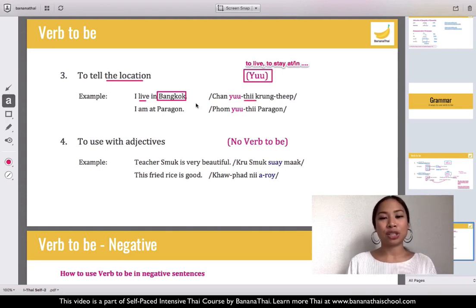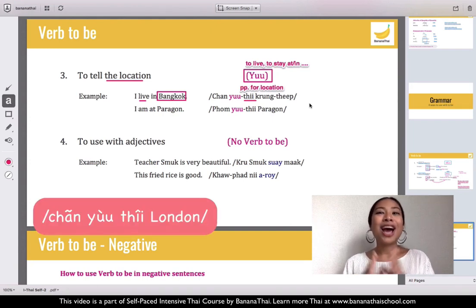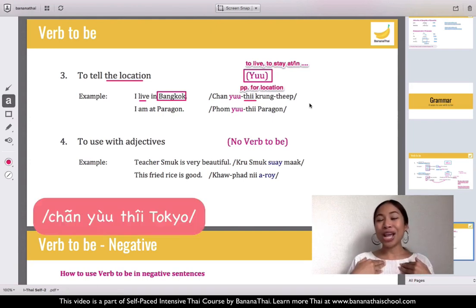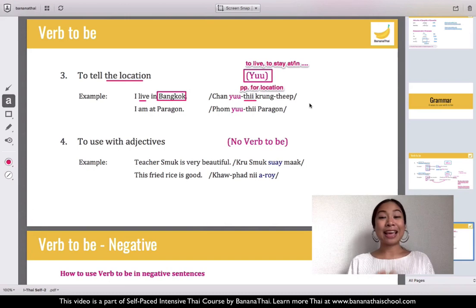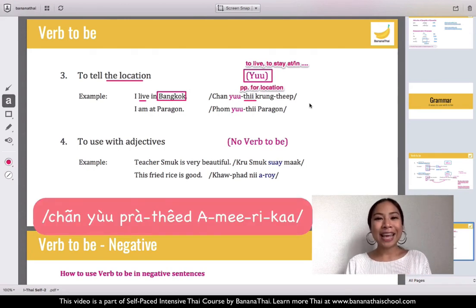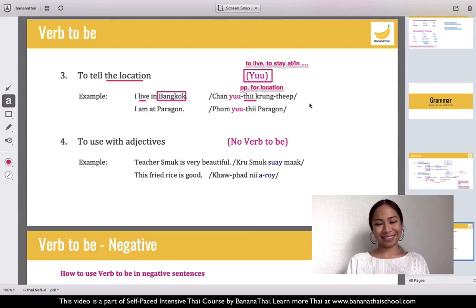The word ที่ is a preposition for location. Okay? So practice with yourself. If you want to say I live in London, you would say ฉันอยู่ที่ London. ฉันอยู่ที่โตเกียว. ฉันอยู่ประเทศฝรั่งเศส. ฉันอยู่ประเทศอเมริกา. Done.